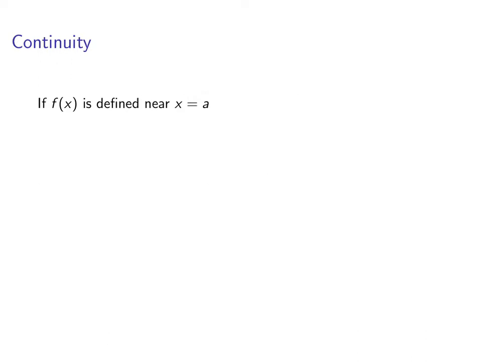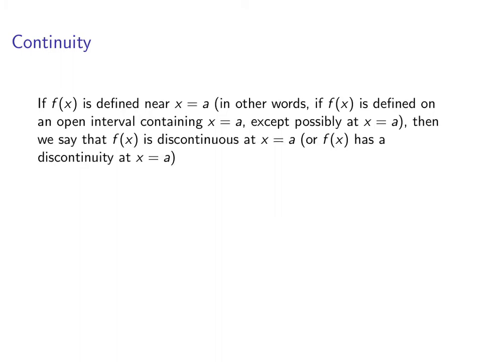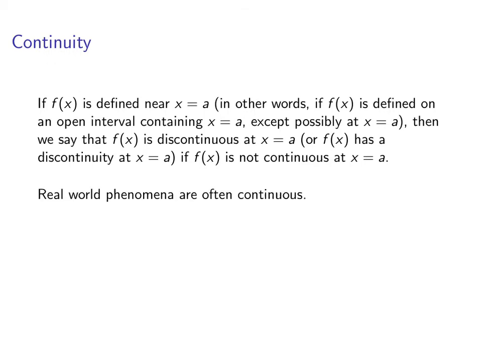If f(x) is defined near x equals a, in other words, if f(x) is defined on an open interval containing x equals a, except possibly at a, then we're going to say that f(x) is discontinuous at x equals a. Or another way of saying this is that f(x) has a discontinuity at x equals a if f(x) is not continuous. So not continuous, we're going to use the word discontinuous.